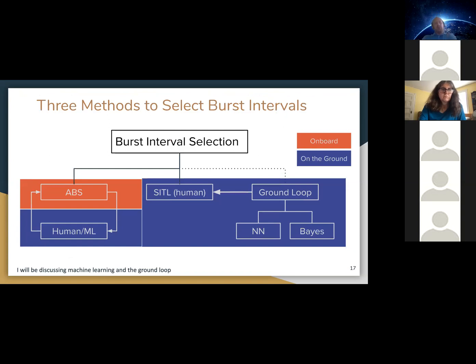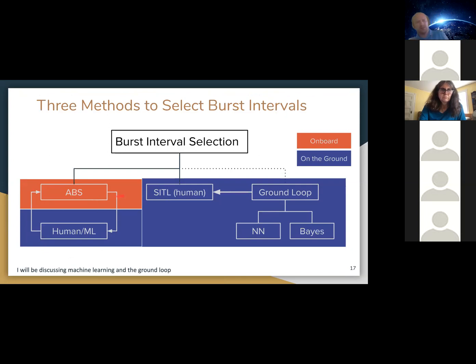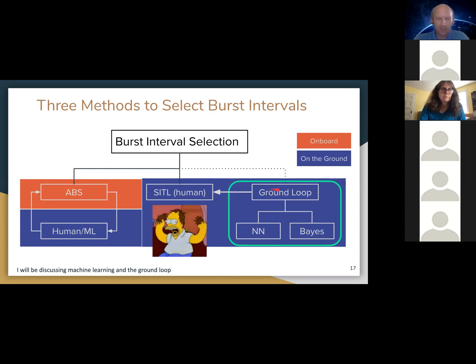There are 3 methods that MMS has to select burst data intervals for burst data downlink. 2 I've already mentioned. The ABS is the onboard automated burst system. The CITL is the human that's looking at all of our survey data, which doesn't have the time resolution required to really identify EDRs. And then there's the ground loop. The ground loop is a set of empirical or machine learning models that take all of the data that's available to the SITL, identify certain features, and pass back to the SITL to influence their selections. So today I'll be talking about my efforts to keep the SITLs from pulling out their hair and create these ground loops and automate the process.